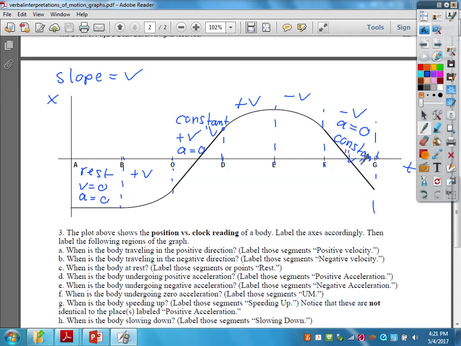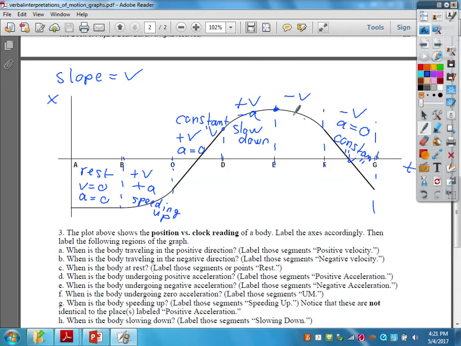Now what we have left are these curves. At B, it's getting steeper. That means the slope is increasing. I'm speeding up. In order to speed up, I must have acceleration and velocity at the same sign. This must be a positive a. D to E, slope is getting smaller. I'm slowing down. The line's going flat. When the line's flat, technically I'm resting for a moment. This has to be negative a.